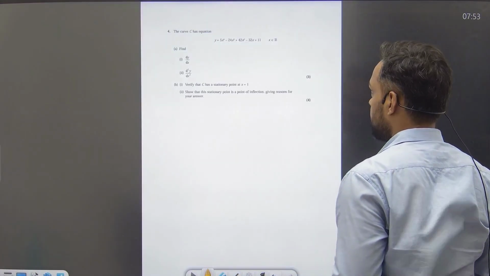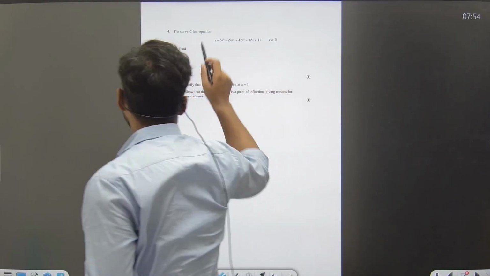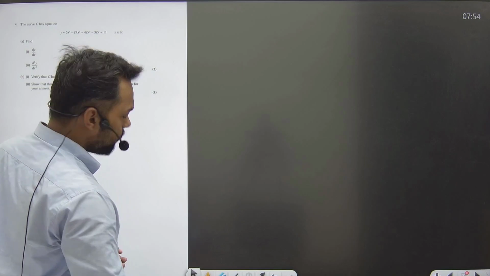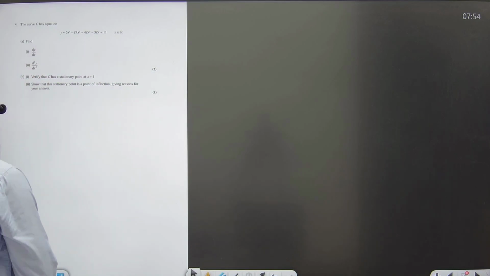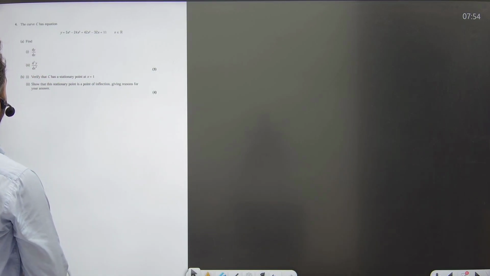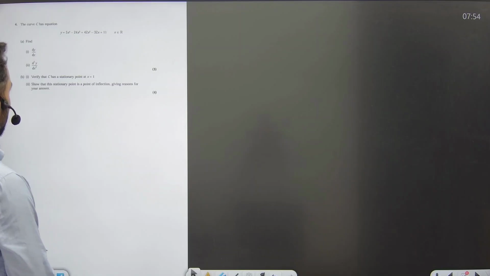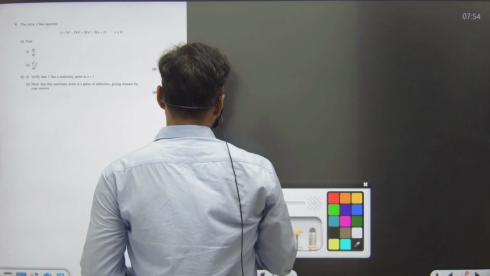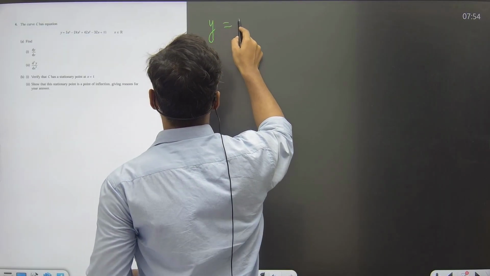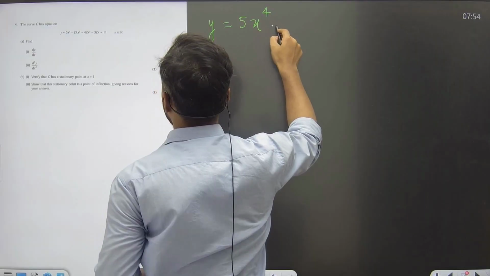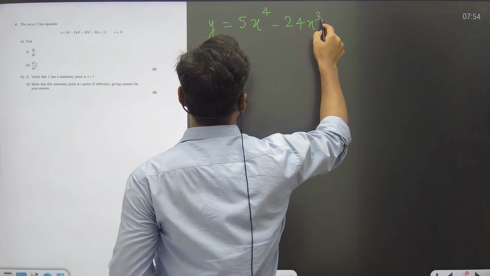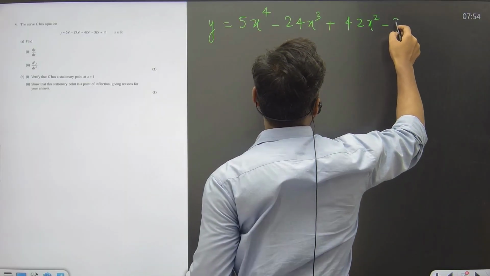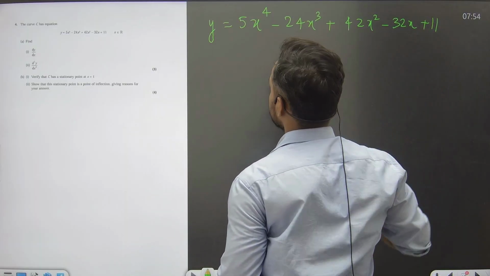Now let's move to the next part. The curve C has the equation y equals 5x to the power 4 minus 24x cube plus 42x square minus 32x plus 11. Find dy by dx and d2y by dx2. y has the particular equation 5x to the power 4 minus 24x cube plus 42x square minus 32x plus 11.